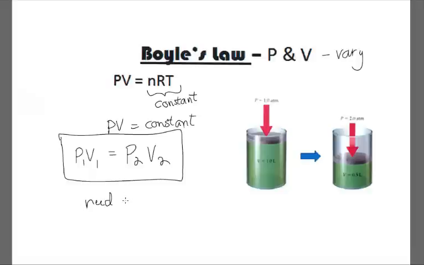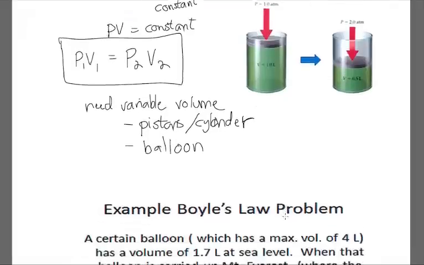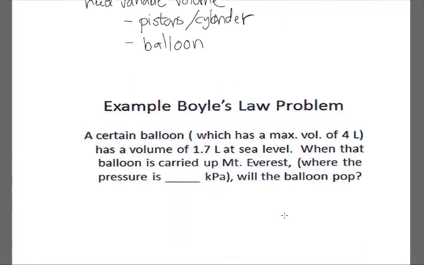All right, so you need some kind of container that can vary volume. You need variable volume. Examples that are frequently used are pistons and cylinders, like we show in this example. Another container that is used is simply a balloon. A balloon has a variable volume. So problems involving Boyle's Law will often be with pistons and cylinders or with balloons. So let's do an example problem of Boyle's Law.